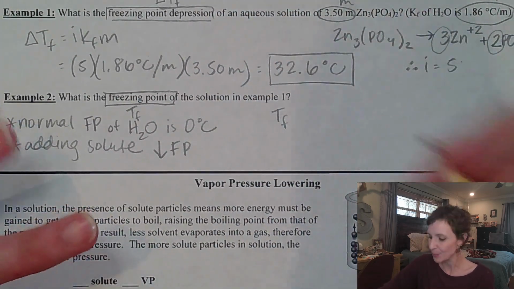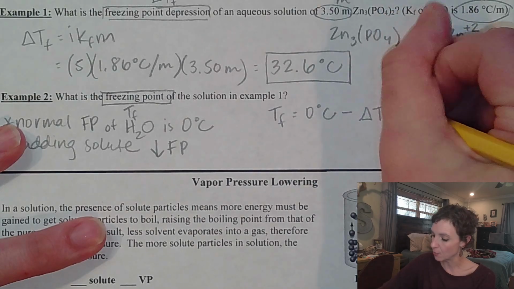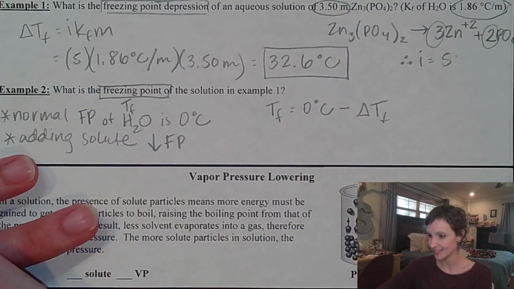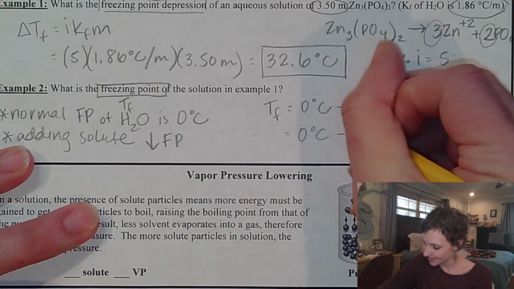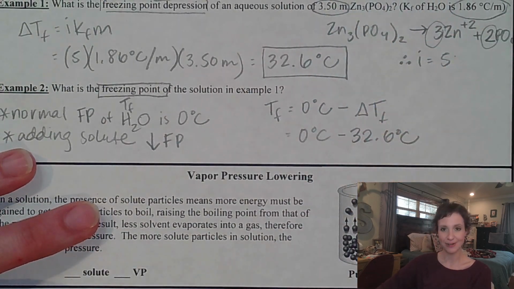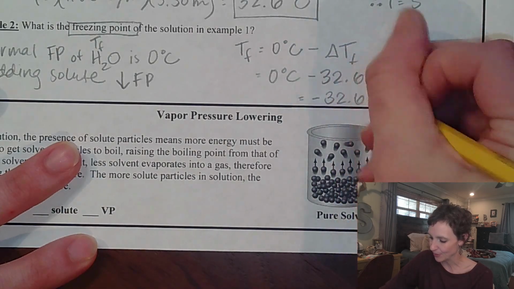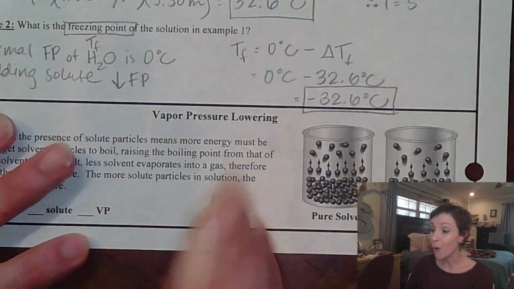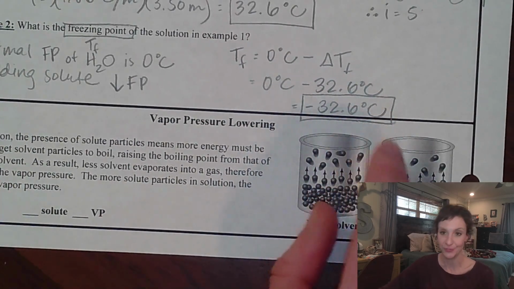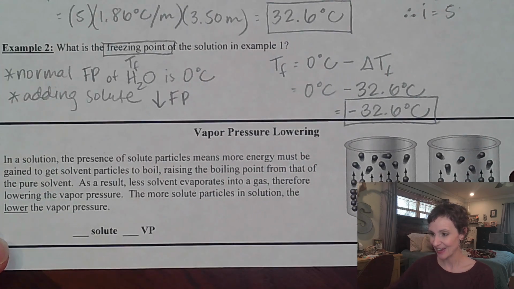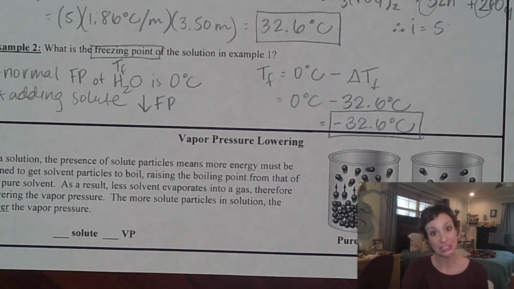Well, to find the new freezing point of my solution, it's just going to be 0 minus whatever I solve for when I solve for my delta TF. Yes? So let's see. We have 0 degrees Celsius minus 32.6 degrees Celsius, right? So it looks like my new freezing point of this solution is negative 32.6 degrees Celsius. So that water will not freeze until you get much further below its typical freezing point. So that's super exciting.